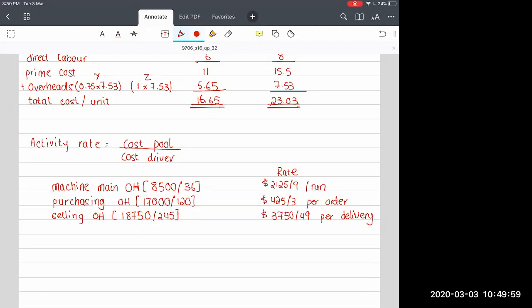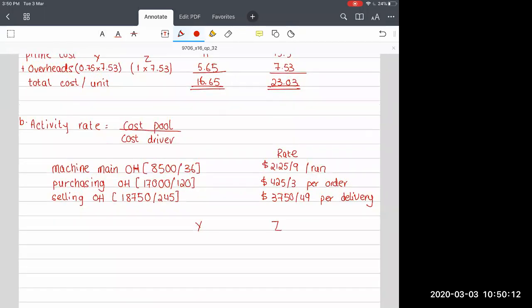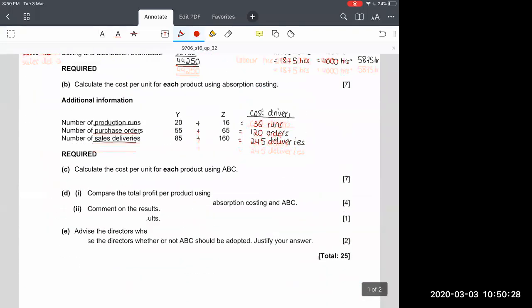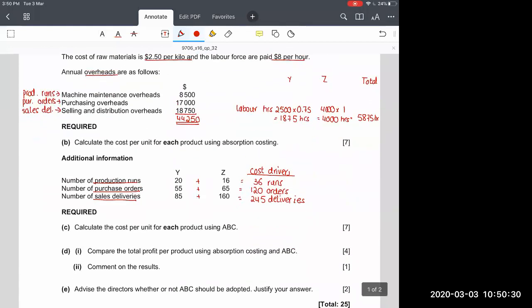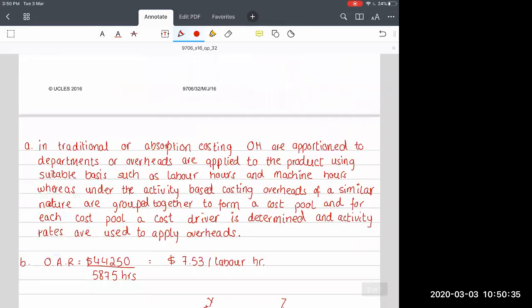Now, on the basis of these rates, we are going to distribute our overheads between the product Y and Z. First of all, machine maintenance overheads. What is the activity rate? It's 2125 upon 9. Multiply by what are the production runs for Y and Z. So Y and Z के ऊपर number of production runs are 20 and 16. Multiply by 20.